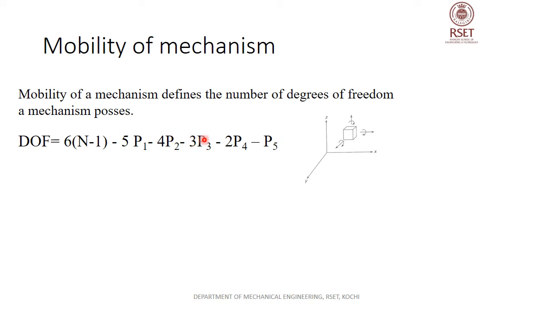And P4 represents the number of kinematic pairs with 4 degrees of freedom, so the other 2 motions will be arrested. Similarly, P5 represents the number of kinematic pairs with 5 degrees of freedom, and 1 motion of that kinematic pair will be arrested. That is why 1 into P5. So these terms represent the number of constrained motions. The total degrees of freedom minus the number of constrained motions gives the actual degree of freedom of this mechanism.